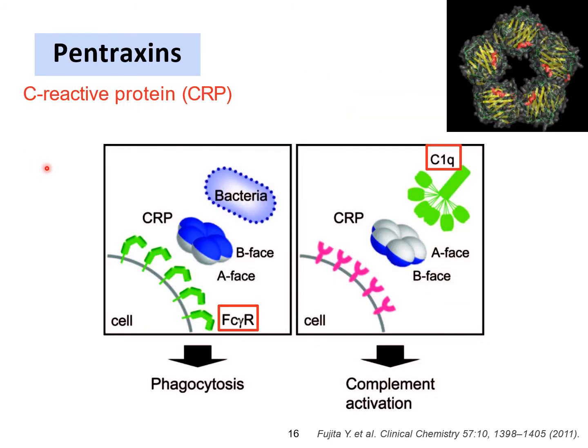Coming to the C-reactive protein, which comes under the pentraxin category. This blue and white colored one is the C-reactive protein. It has two faces, B face and A face. B faces the bacteria and A faces the cell, and that will cause phagocytosis. These are the toll-like pattern recognition receptors you can see here. And here C1q is the complement protein. Again, it is reverse for complement activation: B face will face the cell and A face will face the complement.